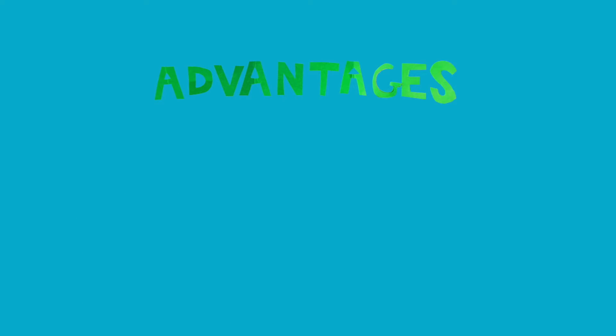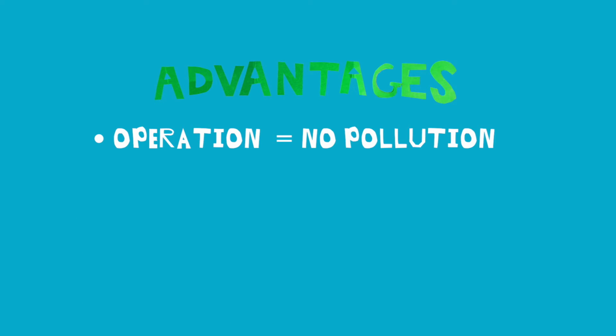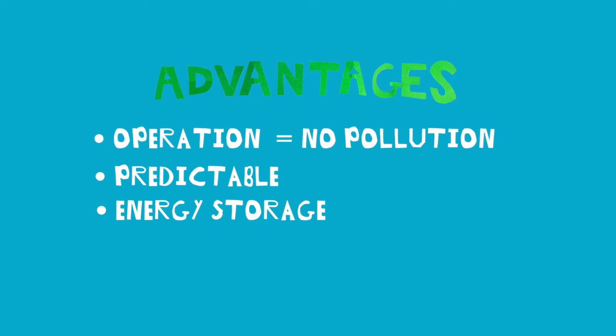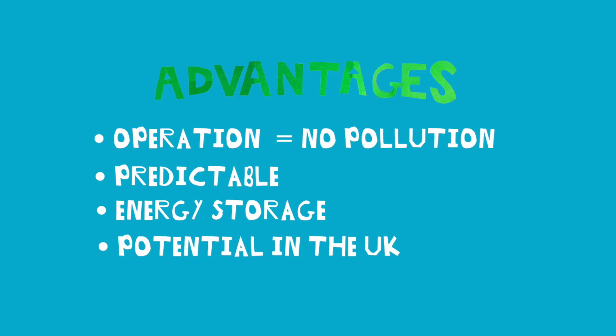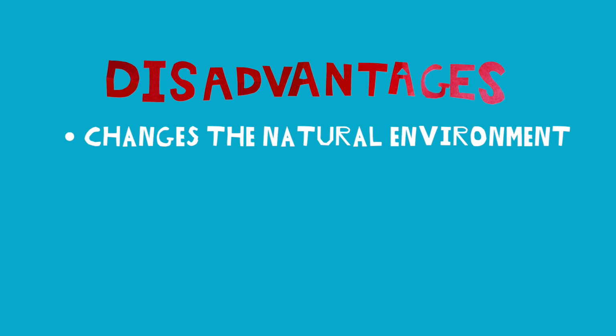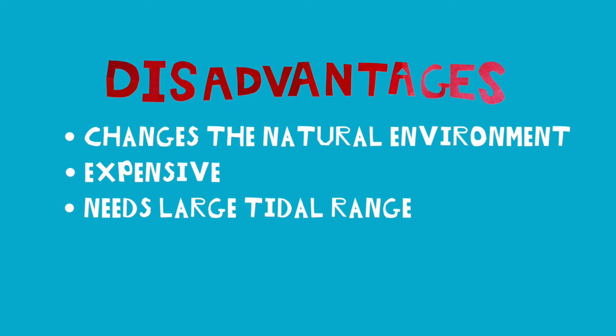The advantages are its operation doesn't cause pollution and it's predictable and reliable, so we can produce base loads of power instead of having to rely on fossil fuels. They can also be used to store energy. There's lots of potential in the UK, and there can be other special benefits from bridge or flood defence. The disadvantages are that it can change the natural environment and can affect marine life. It's also expensive and needs a large tidal range to be effective, so it's only useful in certain areas.